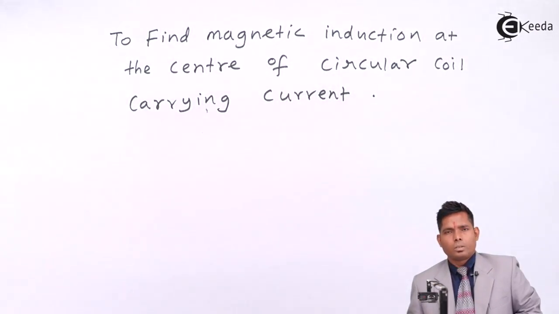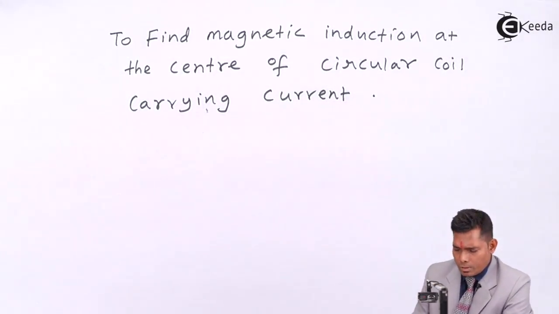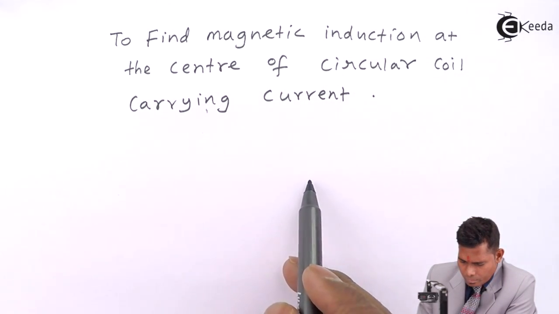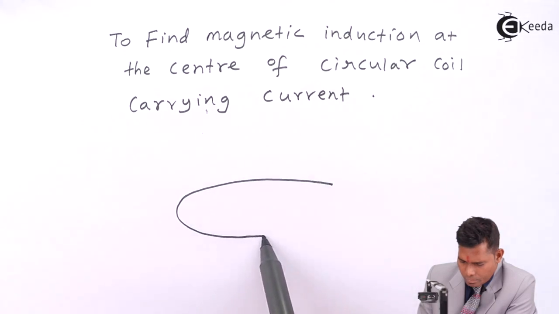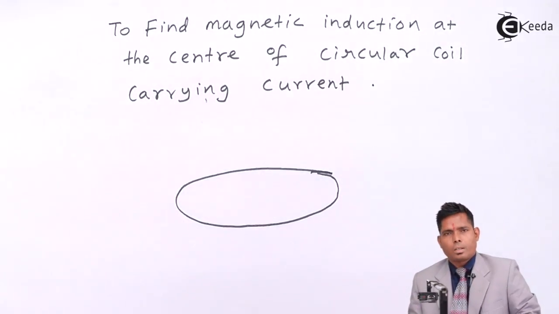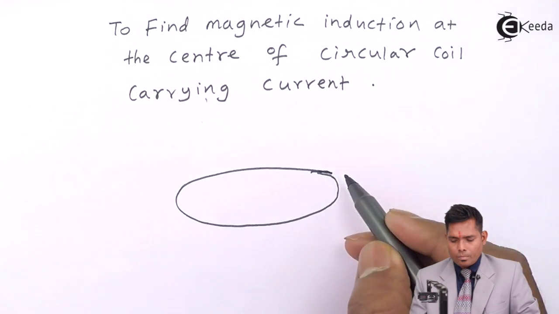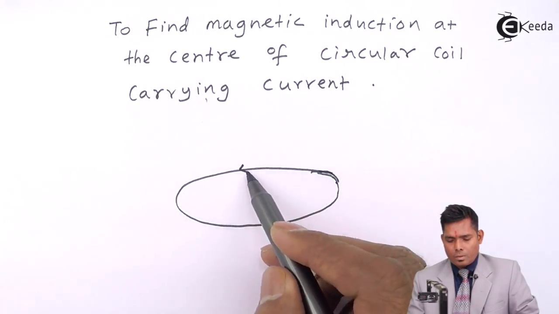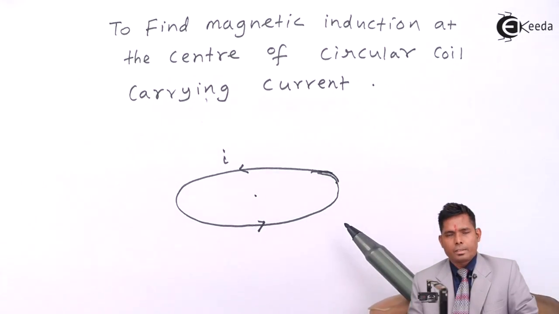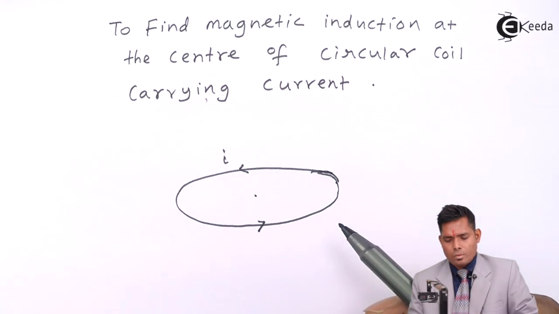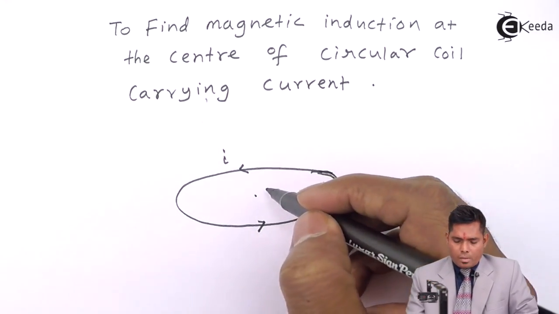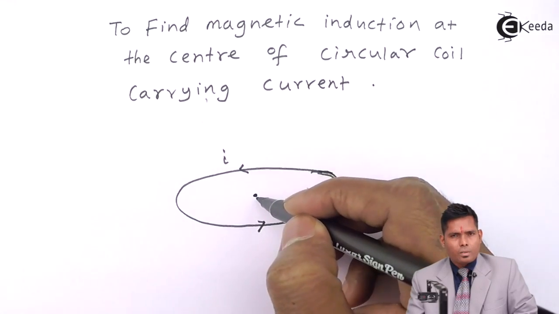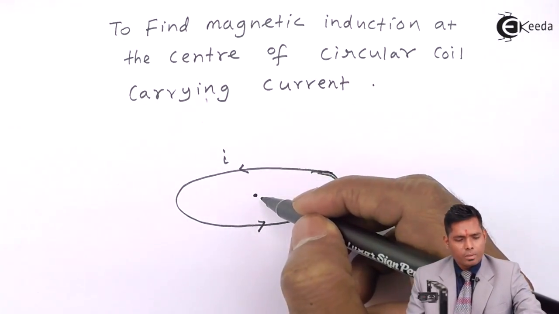So this is the thing, and we have to find the expression for this. So let us consider a circular loop with this at the center, and I is the current that is flowing through this. Now, what is the magnetic induction at this center? That is our concern.